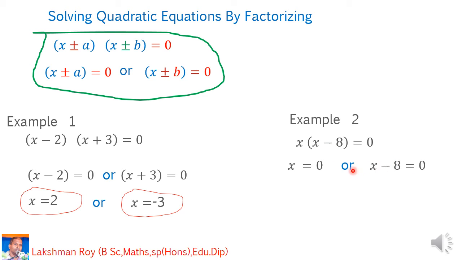So then x is 0, so nothing to find. x is 0 there, right? The solution of x is 0. Now x minus 8, what happened? Add 8 to both sides, then you get x is equal to 8. So these are the two roots of this quadratic equation, right?